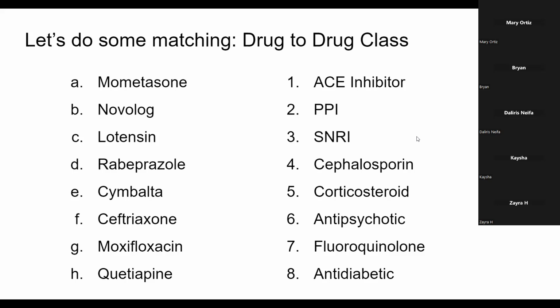Let's see what else. I think we had another. Kaisha earlier said ceftriaxone is 4. Do we agree? Ceftriaxone is a cephalosporin. Correct. Very nice. That's low-hanging fruit, isn't it? Cephalosporin, ceftriaxone. But what kind of medication is a cephalosporin? Anti-infective, yeah. Specifically an antibiotic, right?